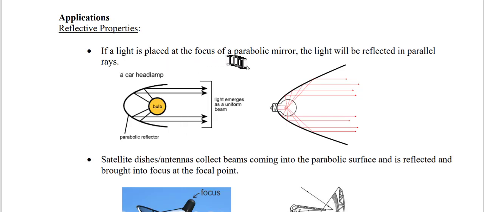The light is placed at the focus of a parabolic mirror. The light will be reflected in parallel rays. So you can kind of see like a car lamp, headlamp. Wherever the bulb is placed, it needs to be placed at the focus so that the reflection reflects straight out. No matter what angle it's going at, it's going to reflect straight out there.